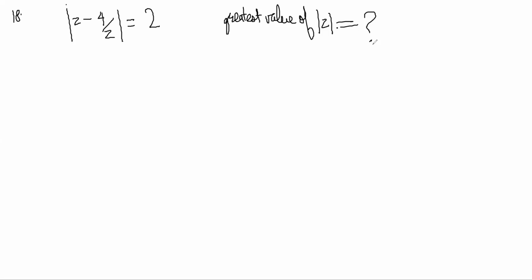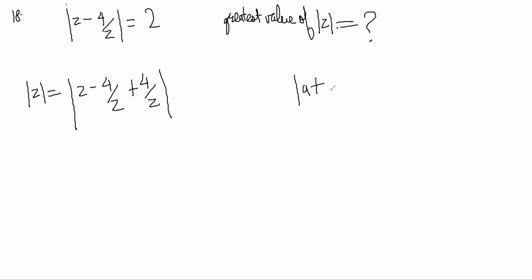So what he's saying here is he will use the triangle inequality. So mod z is equal to mod of z minus 4 by z plus 4 by z, right? This is the same thing, right? But we know that mod of a plus b will be less than or equal to mod of a plus mod of b. Why is that true?